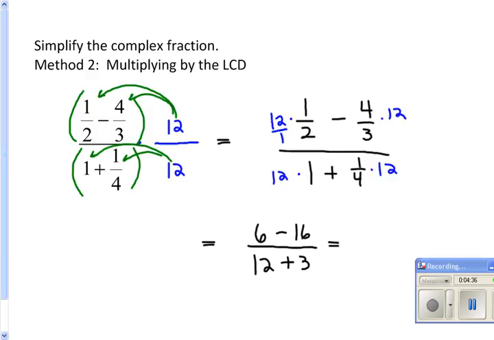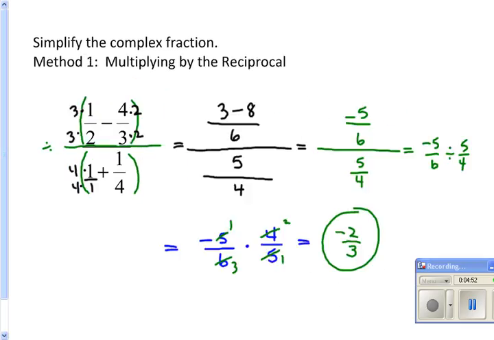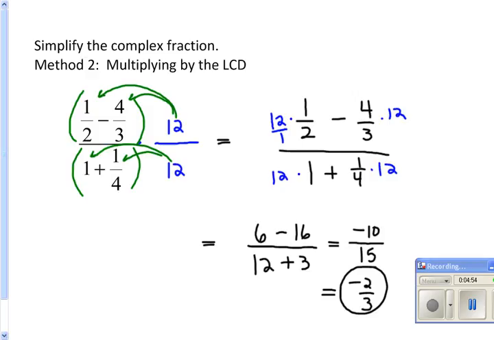When we add those together, or when we combine the numerator, we get negative 10 over 15, which is going to reduce down. I can divide a 5 out of the top and the bottom, which is going to make negative 2/3. Did we get the same answer as what we got before? Yes. Both methods are good methods. I tend to use the second one more often. Now let's apply this to a harder problem.